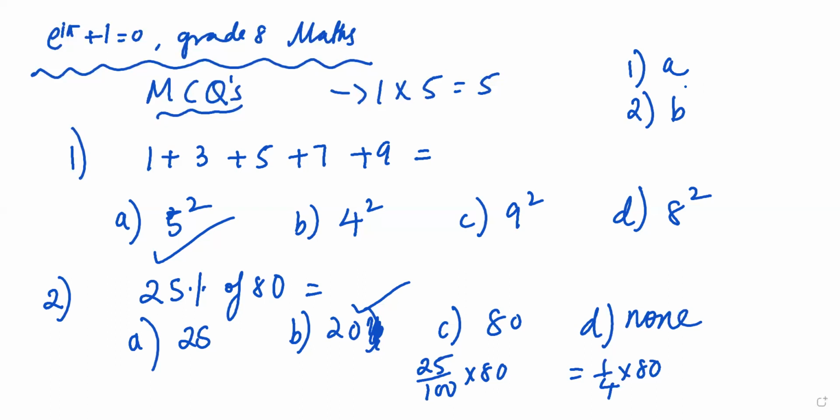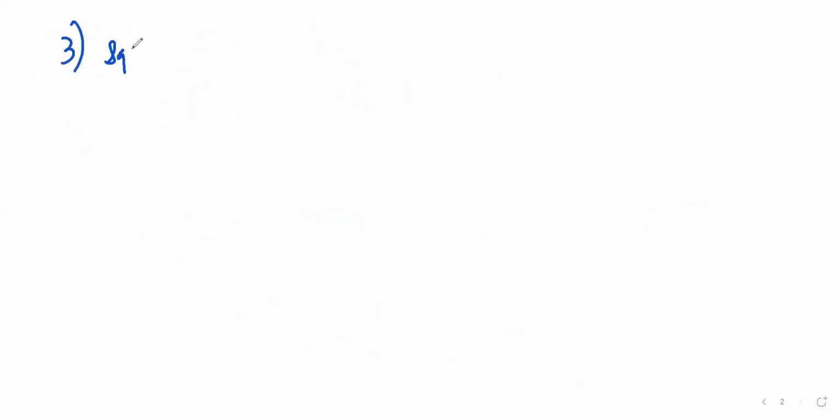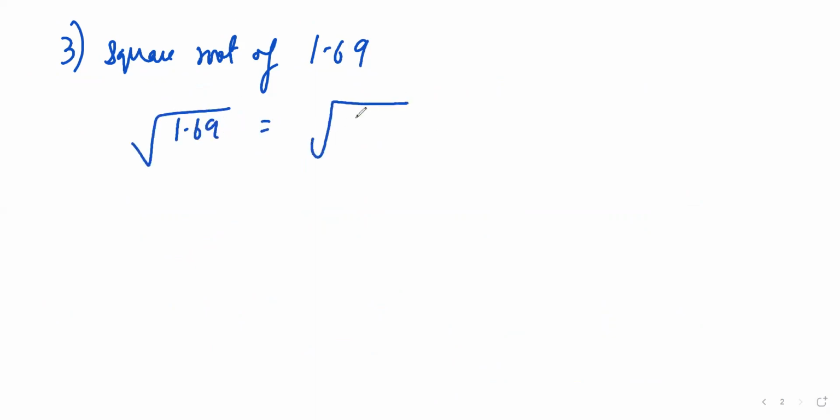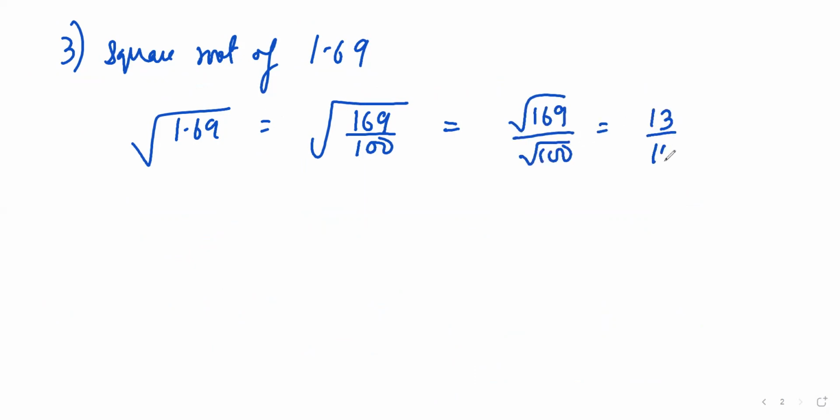Let's move on. The next thing is square root of 1.69. Okay. So I might as well write square root of 1.69 as square root of 169 over 100. So square root of 169 by square root of 100, which is 13 over 10, which is 1.3.